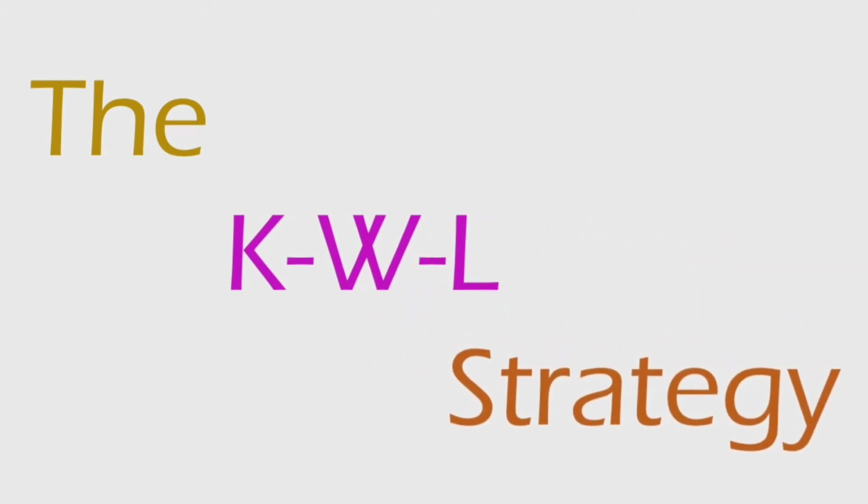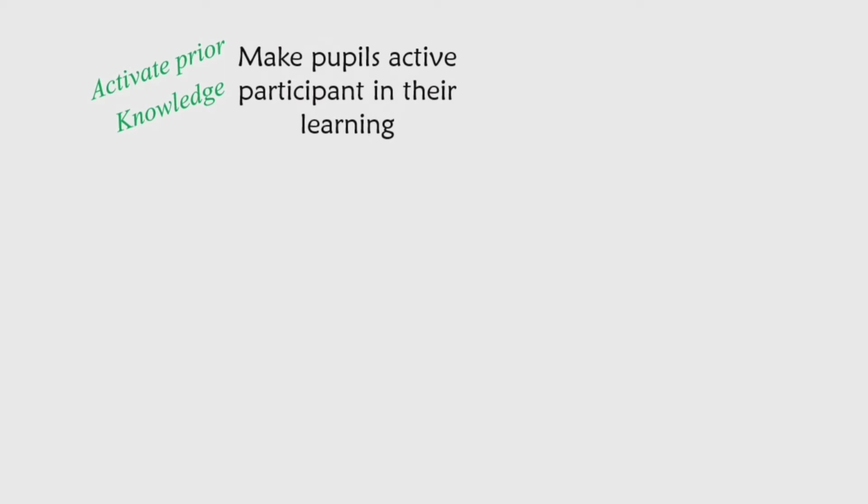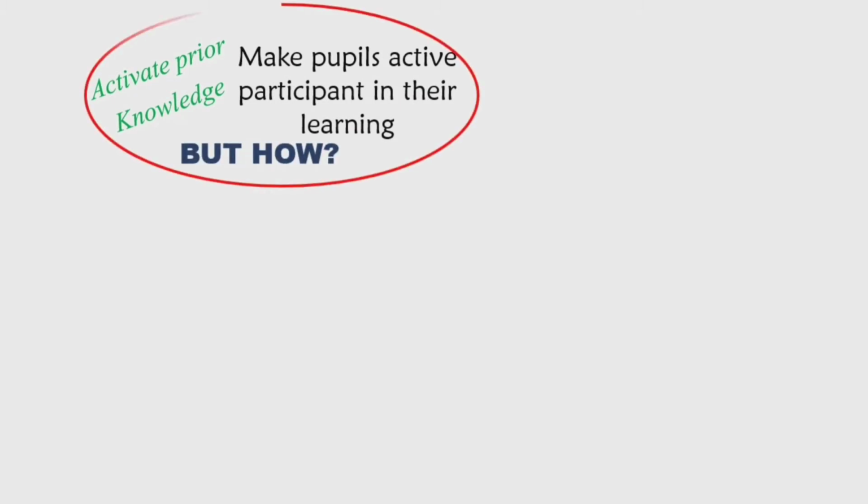I'm sure you've heard it all before. You need to activate prior knowledge. Students need to be active participants in their learning. The advice goes on and on. But how exactly are you supposed to do all those things?